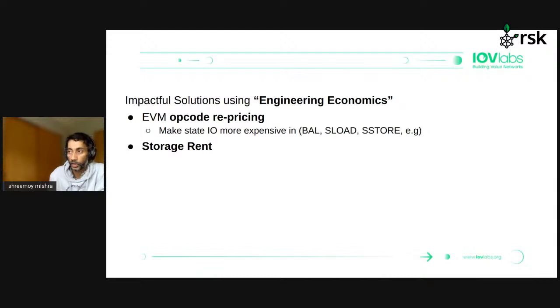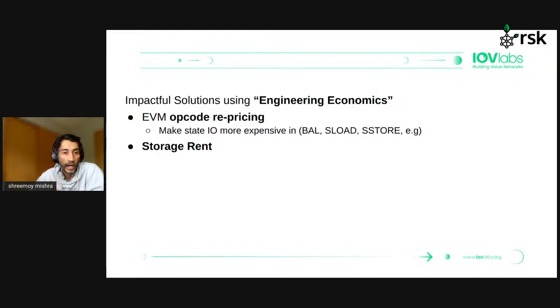We can make these I/O operations more expensive. So again, developers here will know that an sload costs 200 gas on RSK right now. So we could make that closer to what it is on Ethereum, which is around 2100 gas. So that's one way to reduce I/O operations, is to disincentivize them through higher prices.